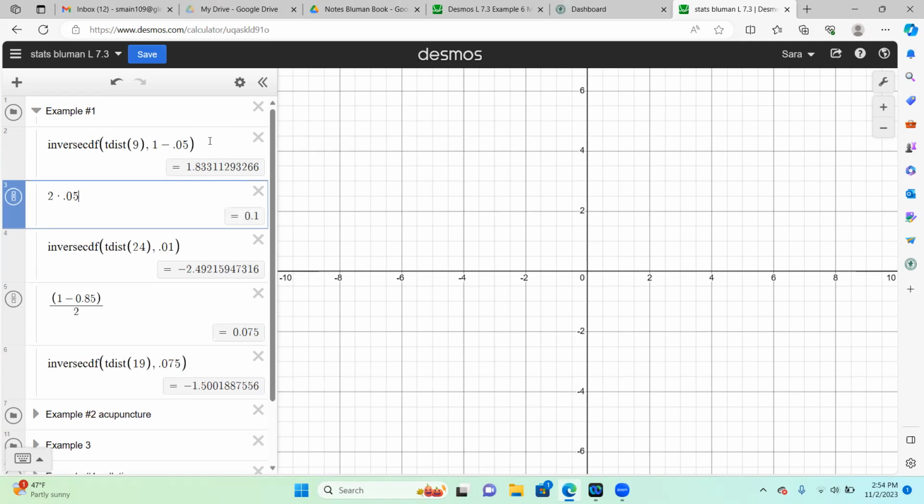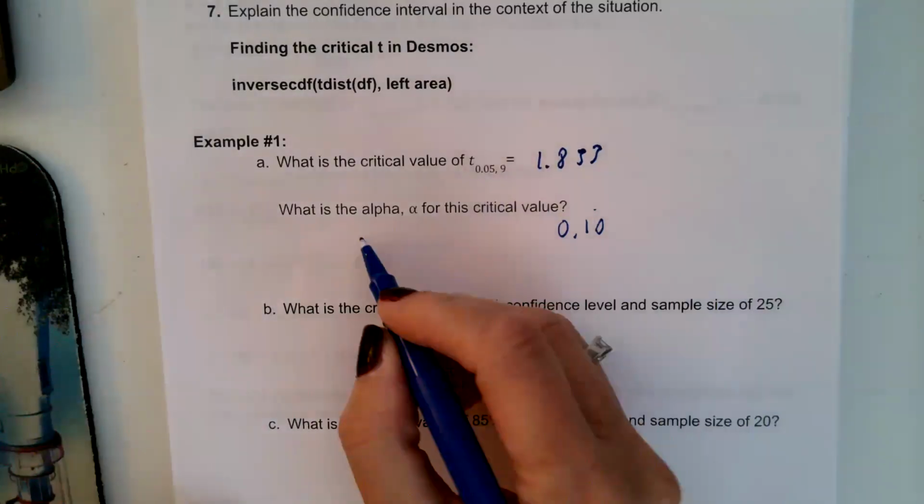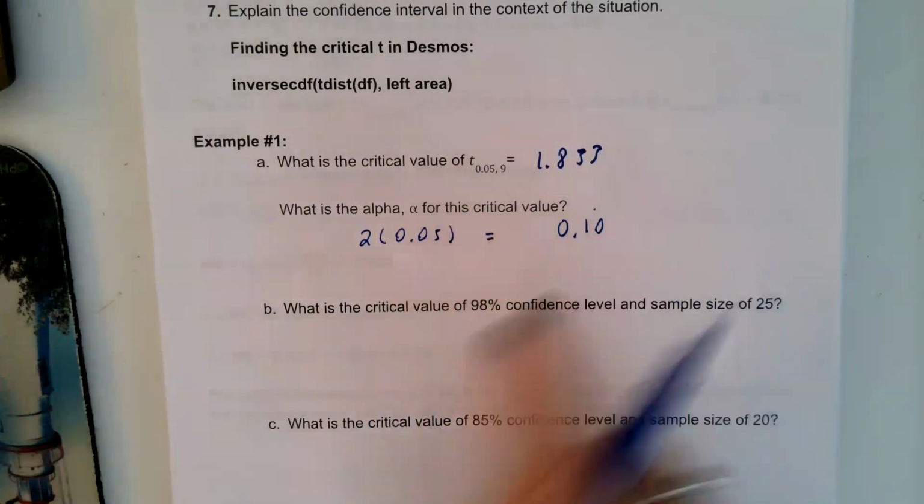And that's because a confidence interval is always alpha divided by 2. So if we entered 0.05 into our Desmos, it's because we had cut it in half. So we're going to take 2 times 0.05, and that gives us 0.10.